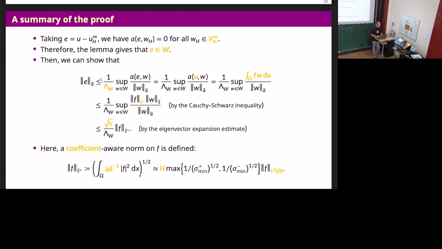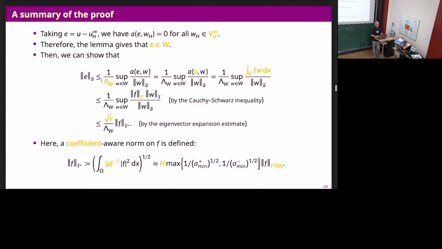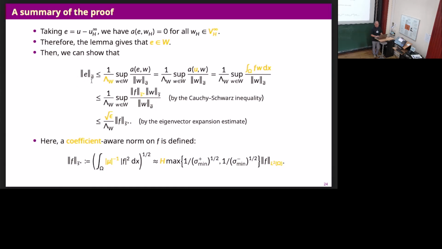And the proof for this global version is also quite simple. If this E is the error, we just make use of the two steps I already mentioned. One is the inf-sup condition for the space V infinity, and another is the orthogonality condition. We make use of these two steps together with the eigenvector expansion. So we make use of these three ingredients to show that the error is bounded by the quantity that we need.